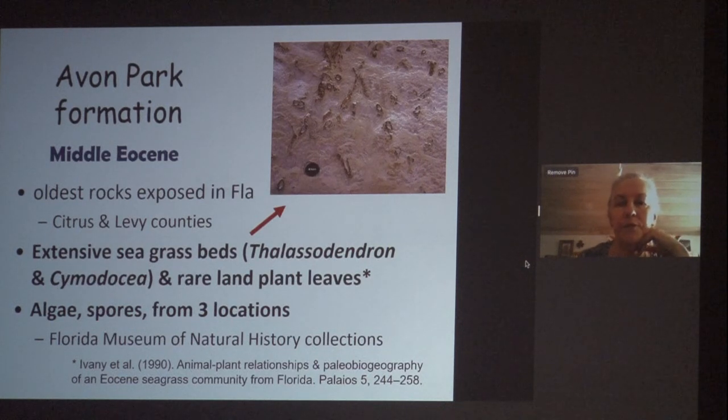So I'm referring to the amazing Avon Park Formation, Middle Eocene deposits in Citrus and Levy counties, being some of the oldest rocks exposed in Florida, and revealing the presence of 2 genera of seagrasses, as well as occasional land plant leaves, which suggests some terrestrial environment existed somewhere near enough for them to become incorporated in these deposits, and also algae. So an early seagrass community.